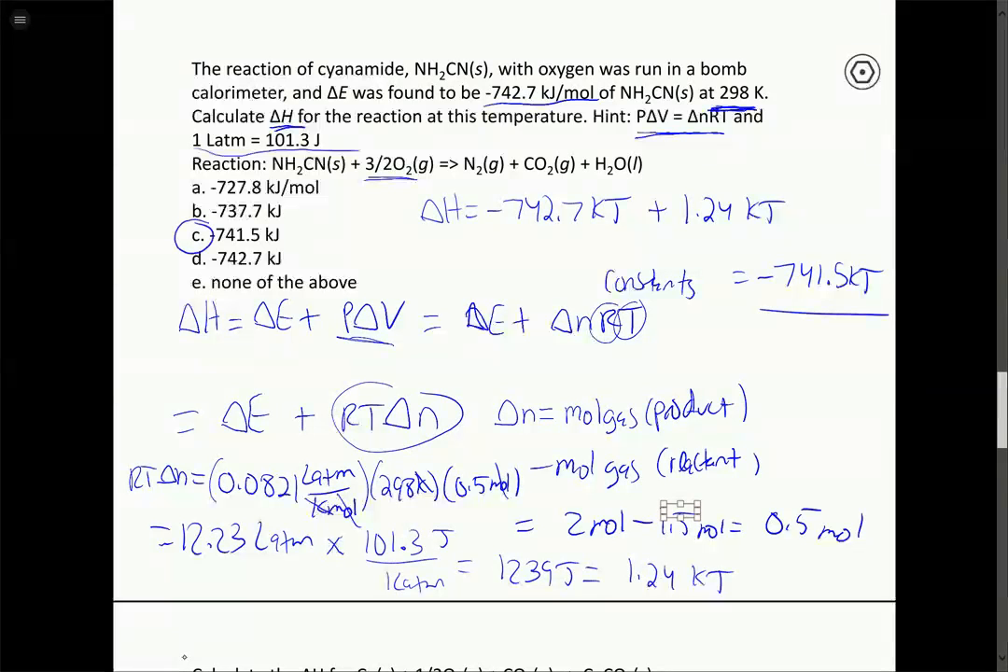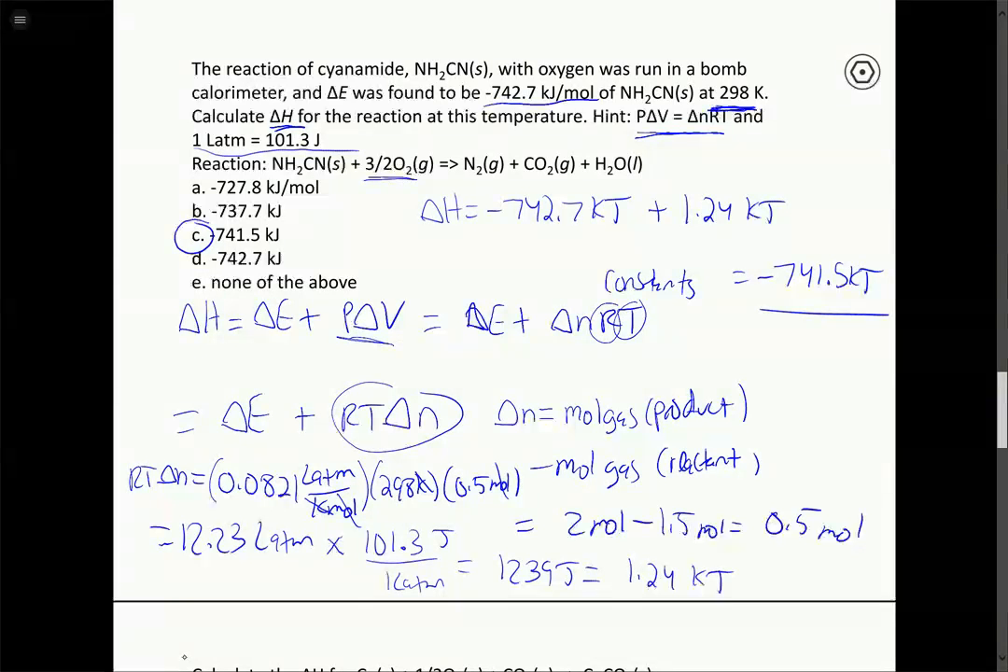As I said in class, and as we can now see using real numbers, delta H and delta E don't differ from each other by all that much. In this case, it's only by a little over 1 kilojoule, which is very small compared to the size of delta E and delta H for this reaction. But this is how we calculate it. There's a lot going on here, and this hopefully will make more sense once we go through Chapter 8, where we have this relationship between P delta V and delta nRT, which was given to us in this problem.